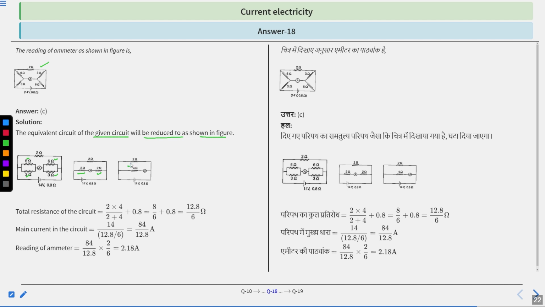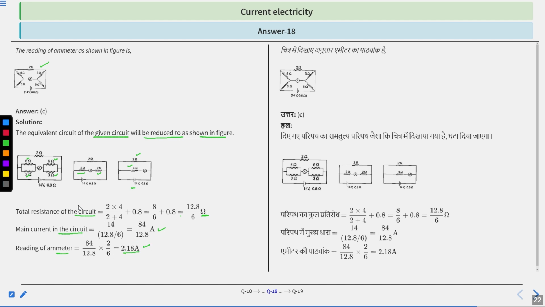Clear? And this is 2 ohm and the supply is 14 volt. So the total resistance of the circuit is equal to 2 multiplied by 4 divided by 2 plus 4, plus 0.8, which is equal to 8 divided by 6 plus 0.8, which is equal to 12.8 divided by 6 ohm. And the main current in the circuit is equal to 14 divided by 12.8 divided by 6, which is equal to 84 divided by 12.8 ampere. And the reading of the ammeter is equal to 84 divided by 12.8 multiplied by 2 by 6, which is equal to 2.18 ampere. Clear?